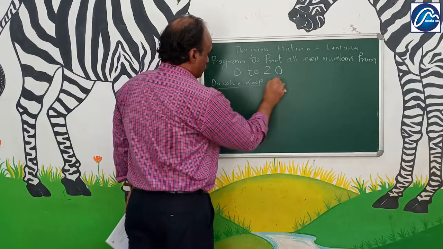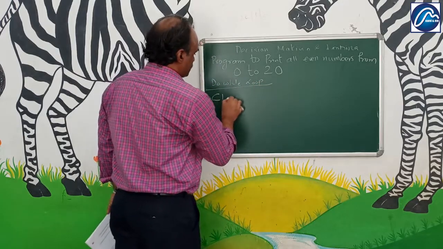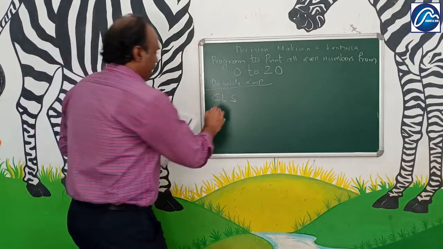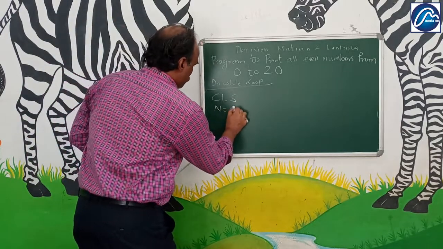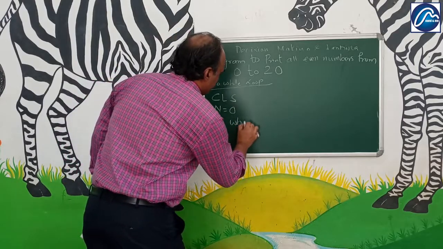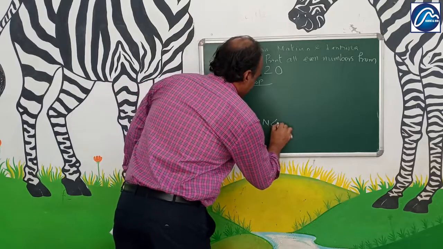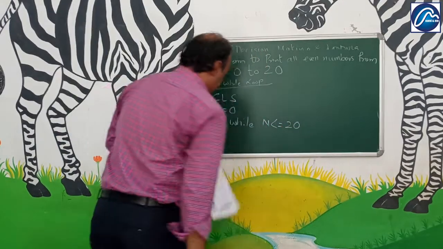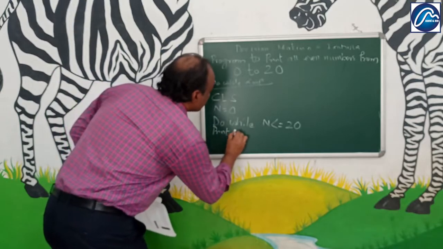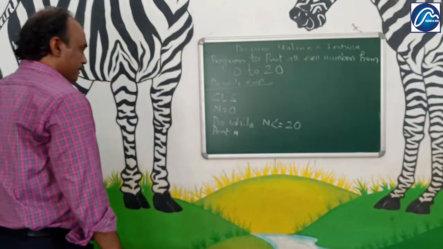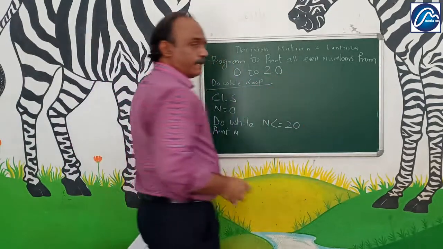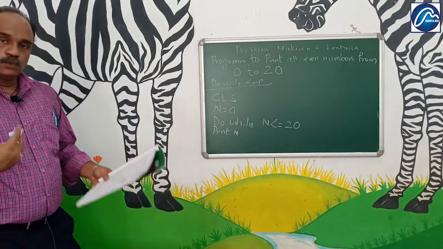So I have always told you, whenever you start with the program, you always start with CLS. The next will be what? N, I am giving the value to be equal to 0. Do while n less than or equal to 20. Print n. Now here we require the even numbers, so the increment will be 2.